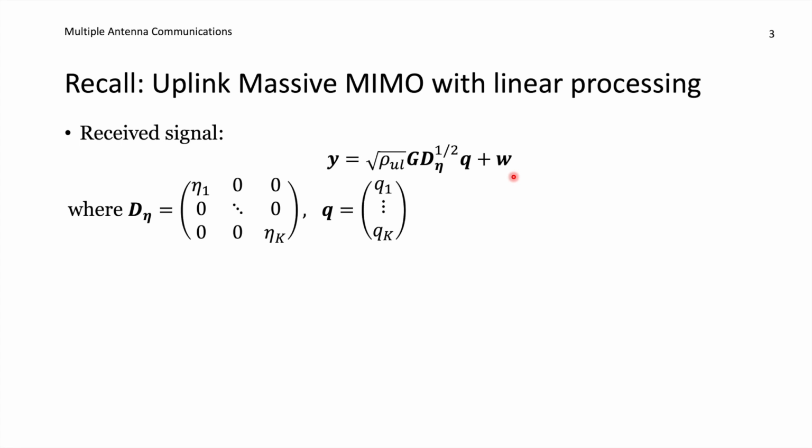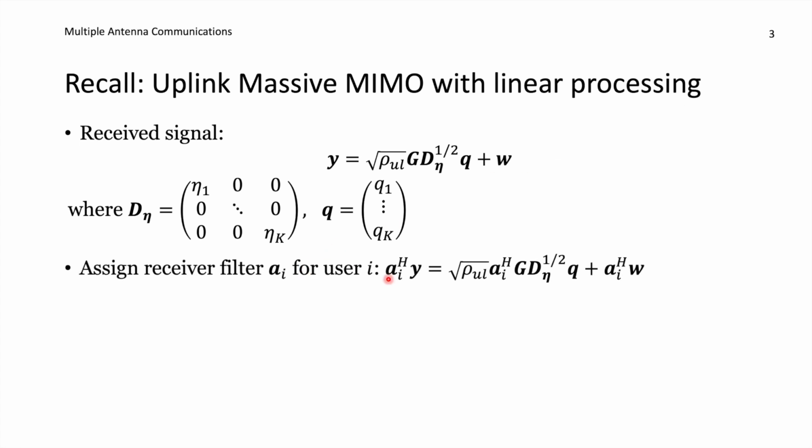And when we are interested in decoding the signals from different users, we will consider using linear processing, which means that for every user i, we select a receiver filter, a_i, which is a vector, also M dimensions. We compute the inner product between y and this receiver filter, and then we can compute a corresponding expression like this. The goal of the receiver filtering is to make sure that the scalar value here for user i should be similar to the signal q_i transmitted by user i.